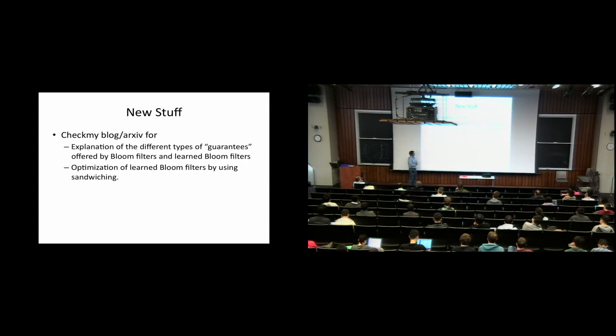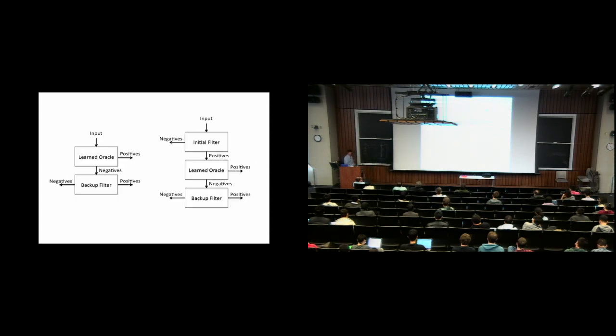And then the other thing that I noticed is that you can actually do better than this sort of structure by using what I call sandwiching. And what do I mean by sandwiching? It turns out that instead of spending so much space on this backup filter, the right thing to do is sandwich your oracle between two Bloom filters. You have an initial Bloom filter that throws out a lot of negatives to begin with, and the only thing that will come through the original Bloom filter is your set plus some small percentage of false positives.